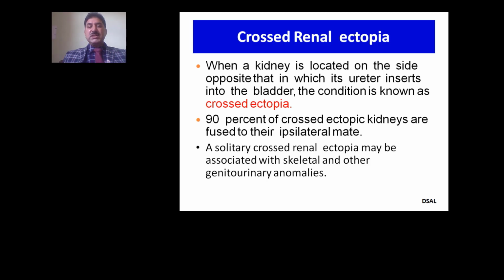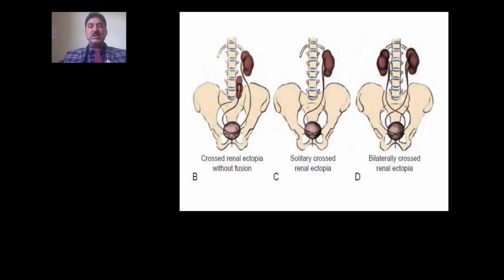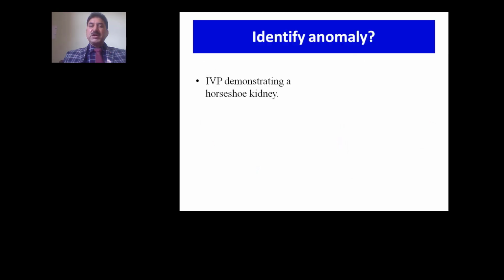A solitary crossed renal ectopia may be associated with skeletal and other genitourinary anomalies. As shown in this diagram, B represents crossed renal ectopia without fusion, C represents solitary crossed renal ectopia, and D represents bilateral crossed renal ectopia.